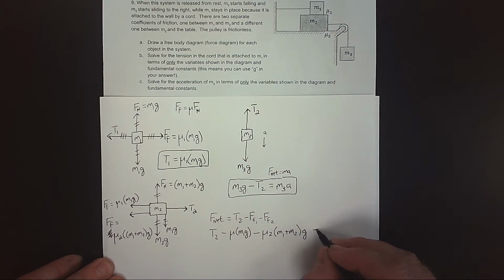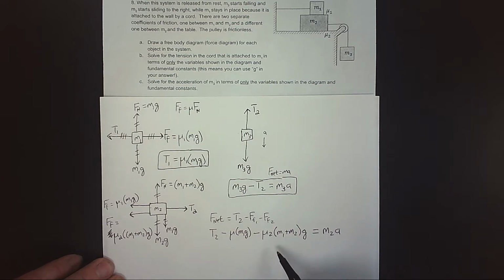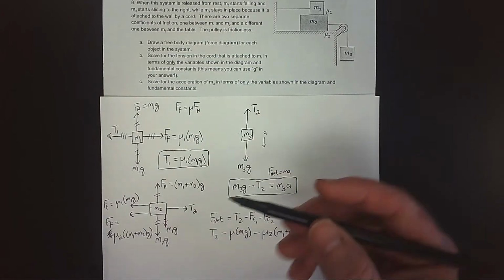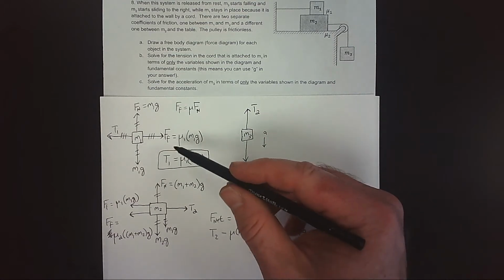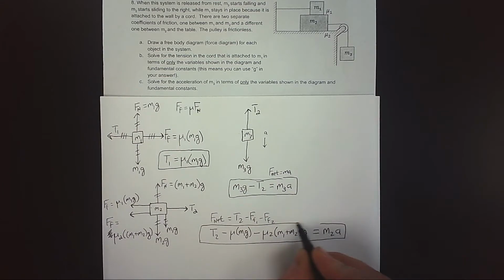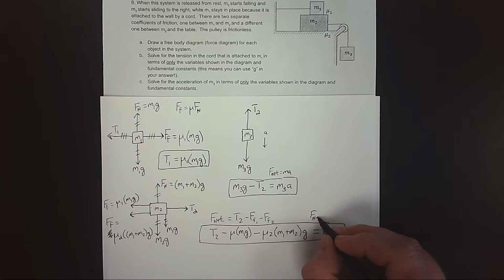And that's going to be equal to mass times acceleration for block 2. So it's going to be equal to mass 2 times acceleration. That would be the net force expression for block 2. And so if I want to go ahead and solve for the acceleration of m3, which is part B. Remember, we've done part A. We've got a force diagram for each one of them. I've gone ahead and used Newton's second law for each one of them. So this will be Newton's second law for this one.